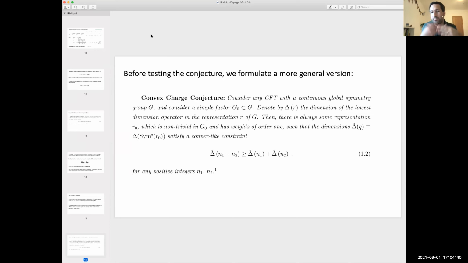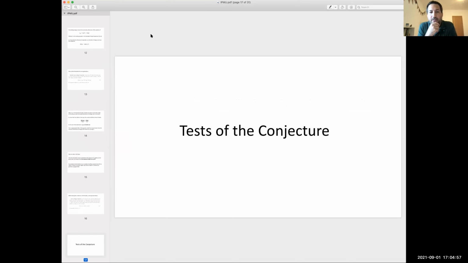Okay, so this is just a completely natural generalization of the previous statement for U1 to non-abelian theories, where we replace Q0 by some representation R0, and we replace N times Q0 with the nth symmetric product of that representation. Okay, so before we go on to testing the conjecture, are there questions about this formulation and about the general motivation? I have a question.